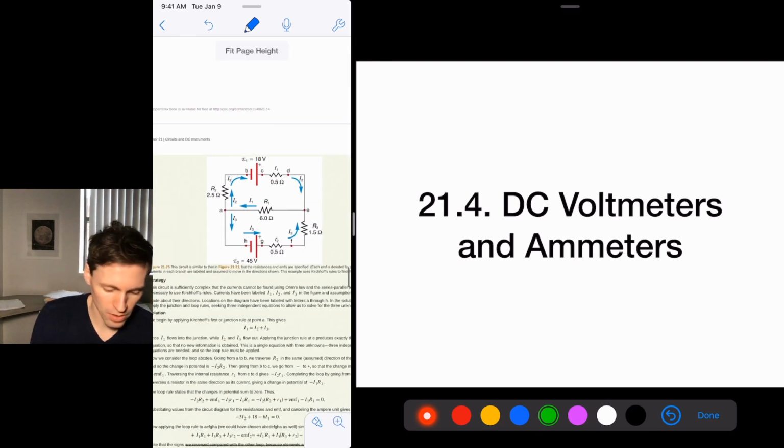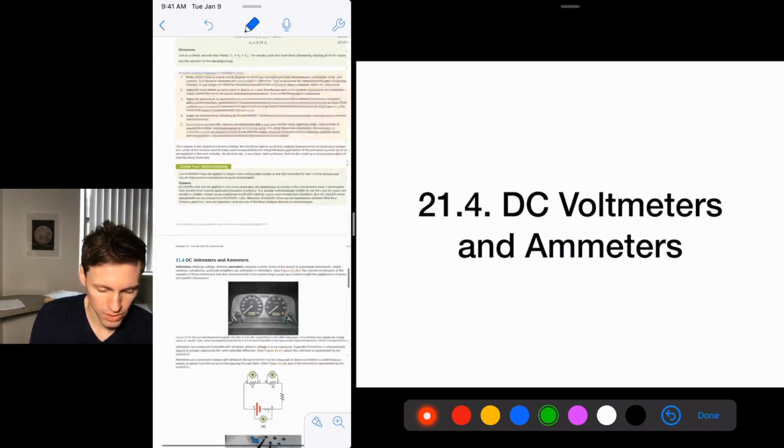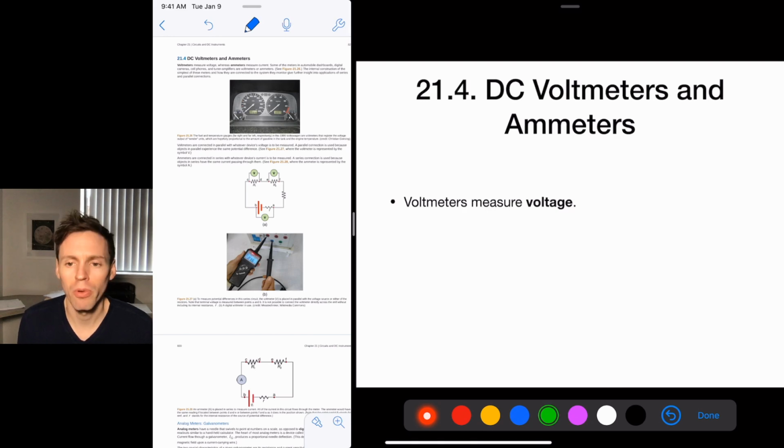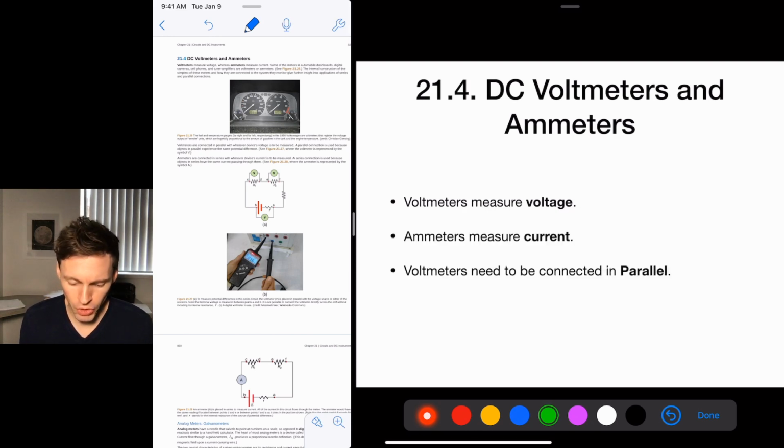Okay, so it's all stamp collecting. Voltmeters, ammeters. There's two important things to learn about these. Voltmeters measure voltage, ammeters measure current. Voltmeters need to be connected in parallel, and ammeters need to be connected in series.